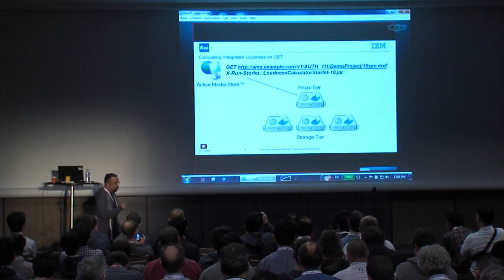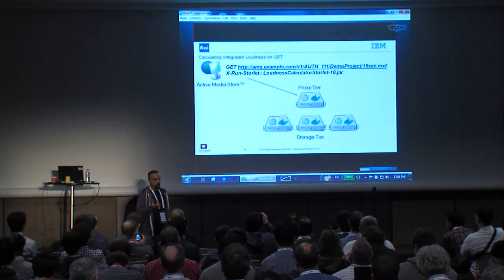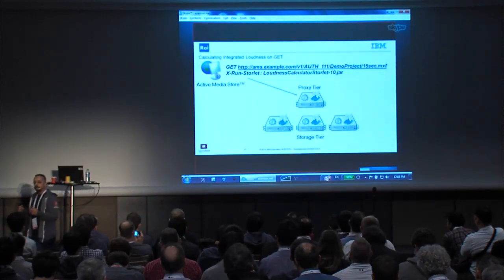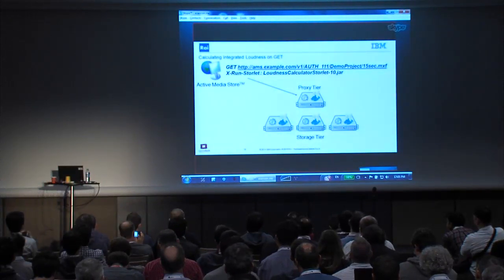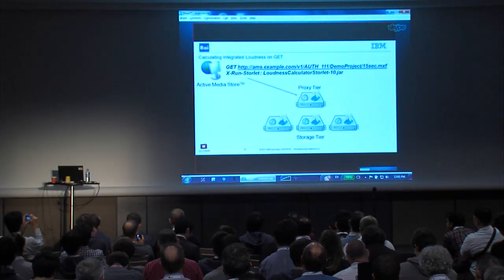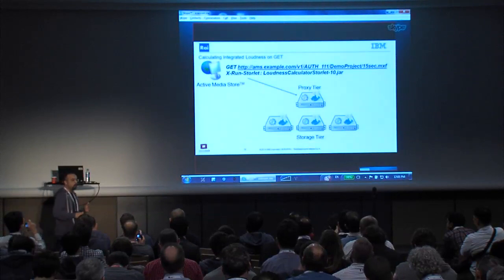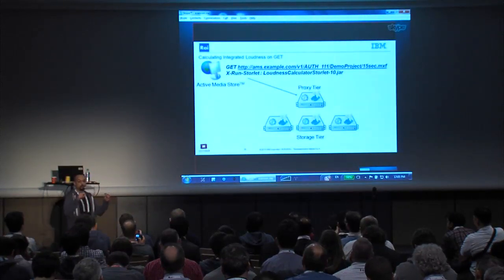In this case, we invoke the Storlet upon get. So in the demo, this was where we actually calculated the loudness feature. So we've done it upon get. Whenever we asked to do get plus this X-Run-Storlet loudness calculator Storlet, what we actually got back was this loudness value.